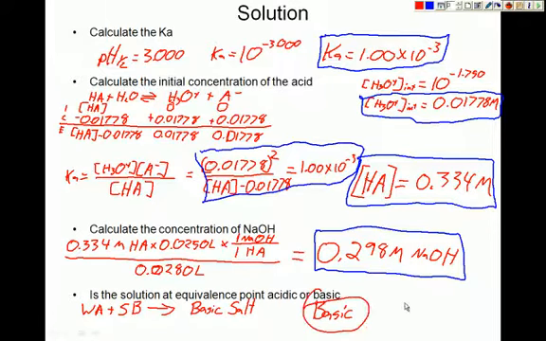That's why on your titration curve, at the equivalence point of a weak acid and strong base, it's always above 7.